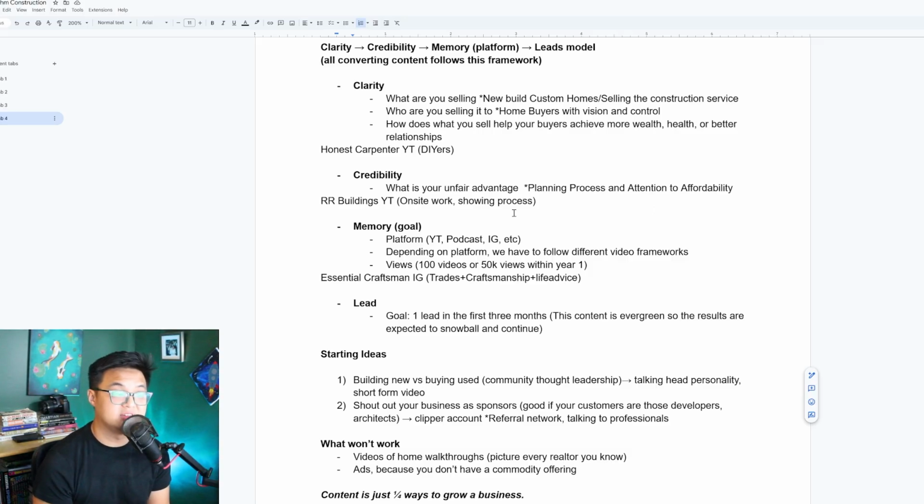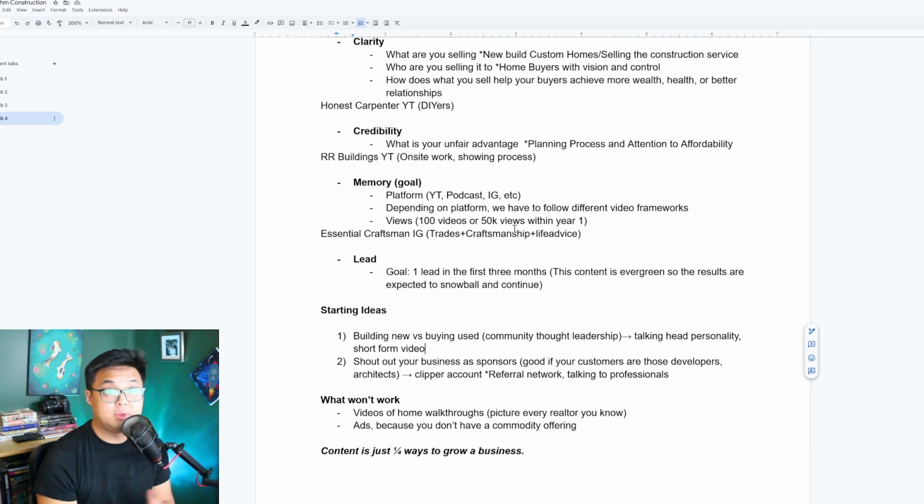Once we have those 2 components solidified, then we can talk about memory. The goal with content in general is to have people remember you. You want them to see your stuff, you want them to remember, so that when it's time to make that buying decision, they choose you.